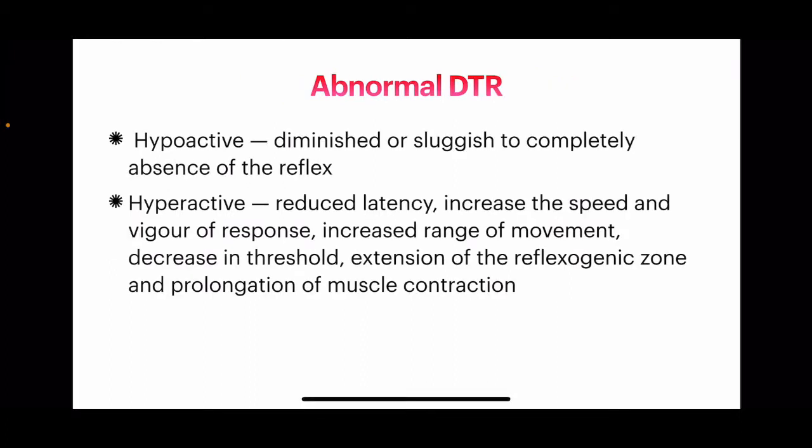So what are the abnormalities that can happen in a DTR? Normal DTR grading is 2. Anything that is 0 or 1 will be hypoactive. Hypoactive means it can be diminished or sluggish, that is grade 1, or it can be completely absent, that is grade 0. Then it is hyperactive. Hyperactive is grade 3 and grade 4. Grade 3 is not pathological, but grade 4 is certainly pathological.